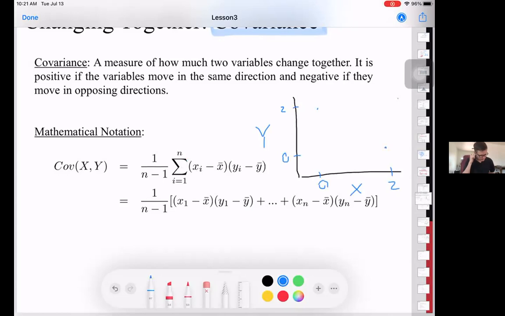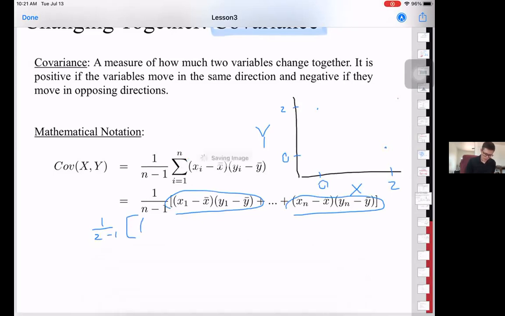Okay. So this is going to give us a negative value because the product of these are going to tend to be negative. And I'll show you that really quick. So we're going to have 1 divided by 2 minus 1, all times, remember the average of X is 1 and the average of Y is 1.